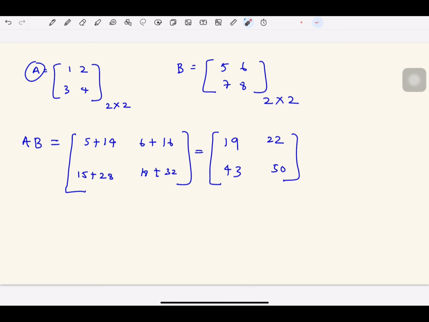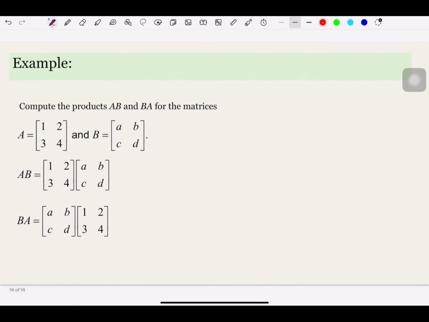So, a quick summary: you can multiply an m by n matrix with an n by k matrix, and the result will be m by k. Let me write that. If you multiply an m by n matrix with an n by k matrix, the result is m by k. Each entry is found by multiplying a row from the first matrix with a column from the second matrix. Now let's try some examples.